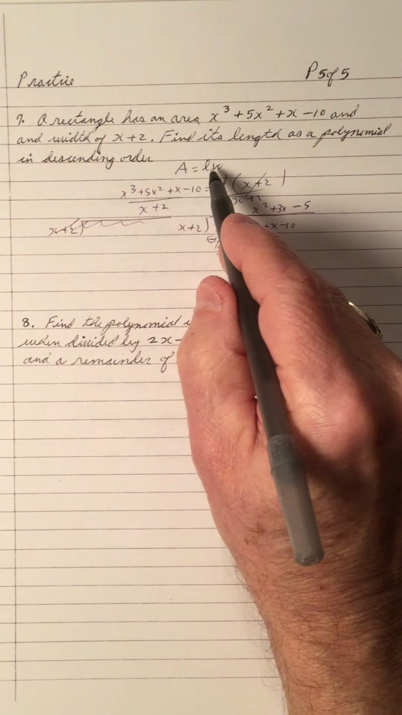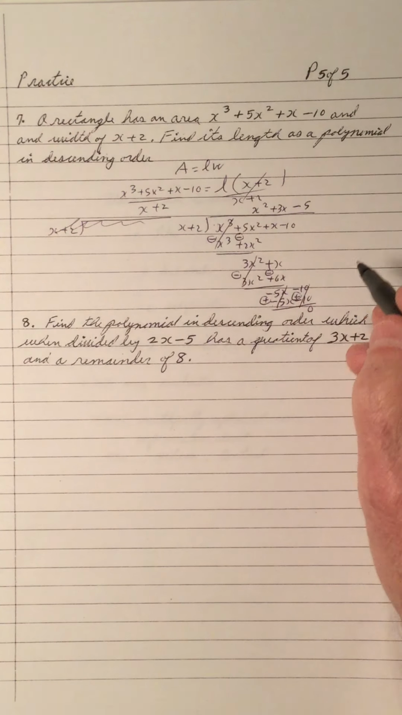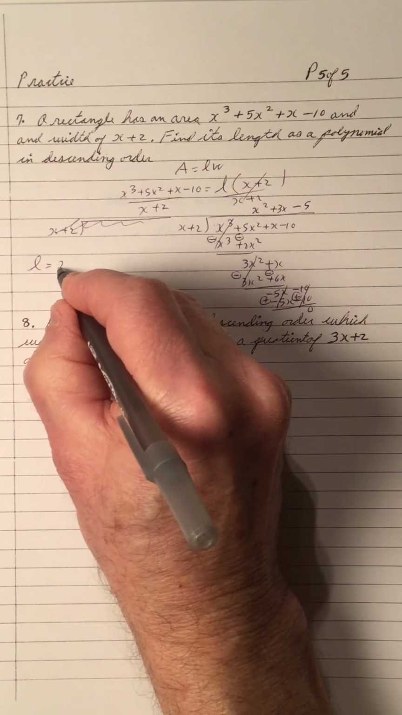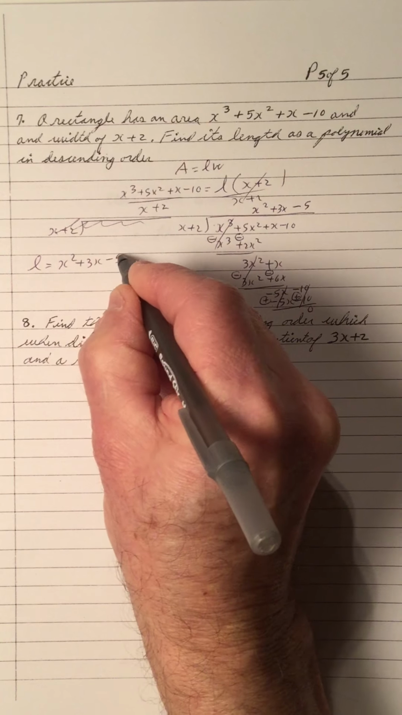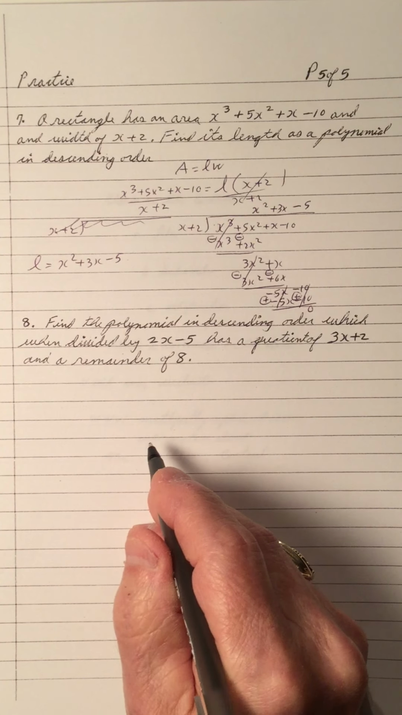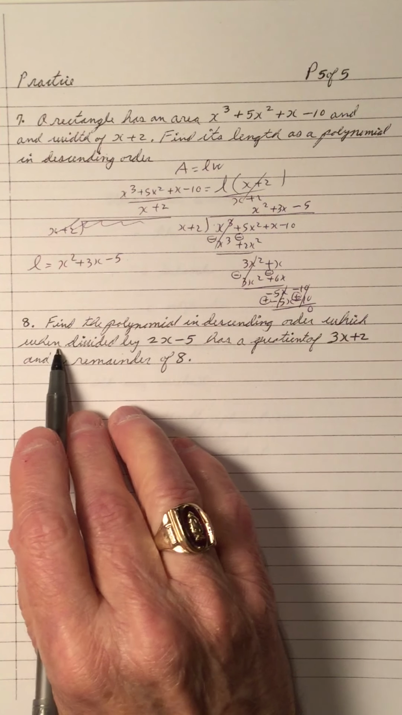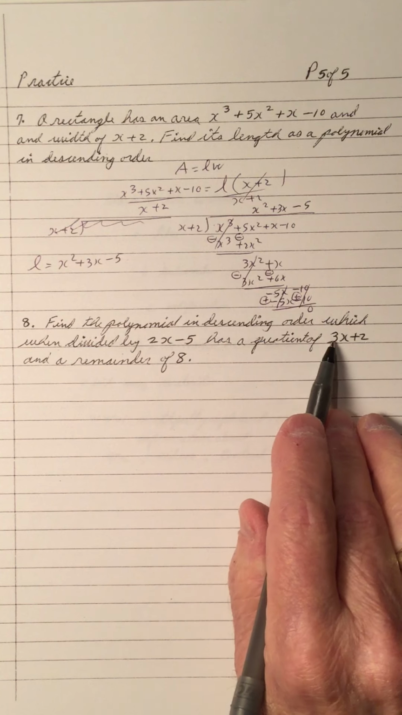Because when you multiply the length by the width, you get this polynomial, so there's no remainder there. So the length, I'm going to write L for length, is x squared plus 3x minus 5. And number 8, find a polynomial in descending order which when divided by 2x minus 5 has a quotient of that and a remainder.